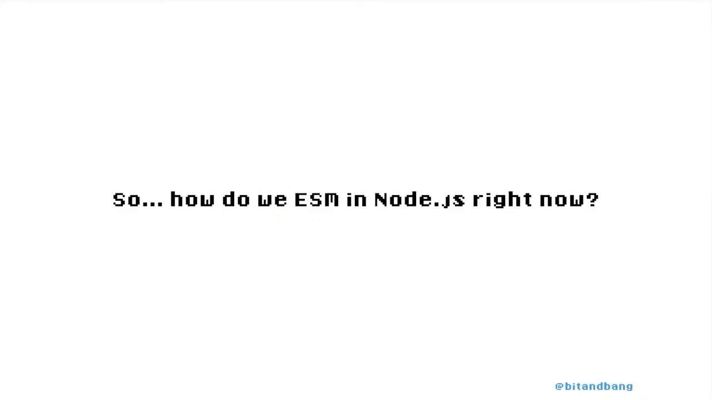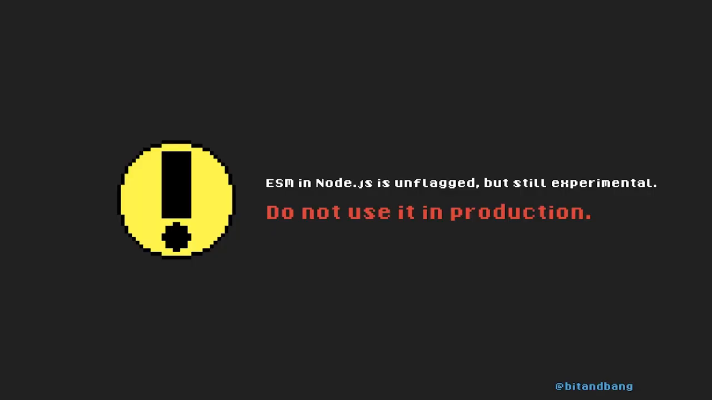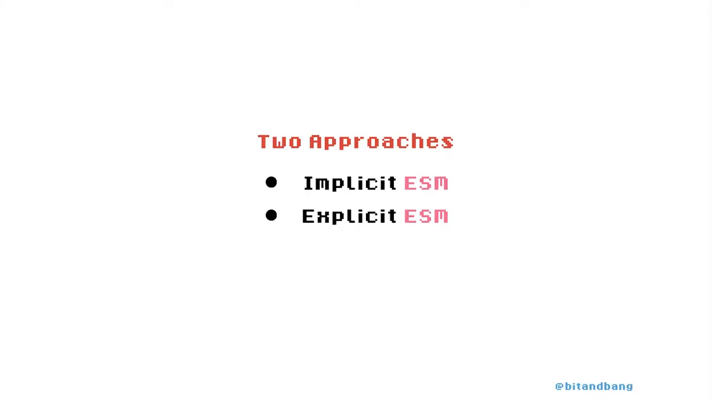So, how do we use ESM in Node.js right now? Before we get into that, I want to give a quick disclaimer. ESM in Node is experimental. It is unflagged in 12 and 14, but it is still experimental. Some things might change under the hood. Some things might change in the DX. Just want to keep that in mind. You might not want to push it to production yet, but you might want to start thinking about that if it's something you're interested in doing and if it suits your use case.